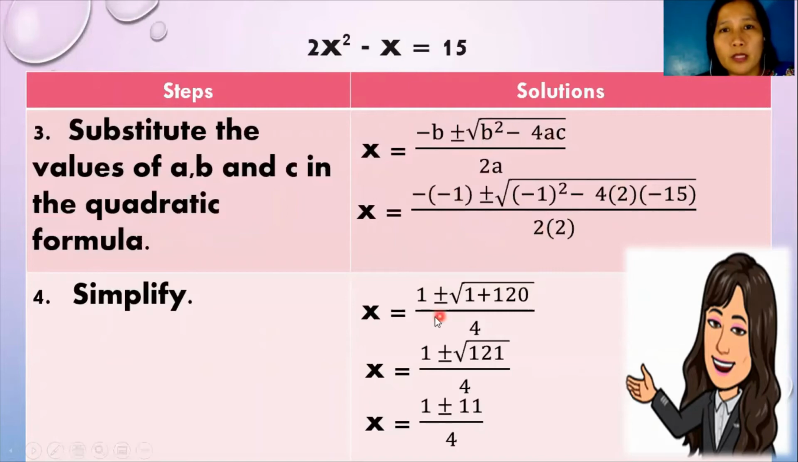Negative times negative 1 is positive 1. Okay? Positive or negative, negative 1 times negative 1 is positive 1. Negative 4 times 2 times negative 15 is positive 120. All over 2 times 2 is 4. Then, the continuation, bring down 1, positive or negative square root of 121 all over 4. And for that, we're going to get the square root of 121, and that will be 11. So, x is equal to 1, positive or negative 11 all over 4.